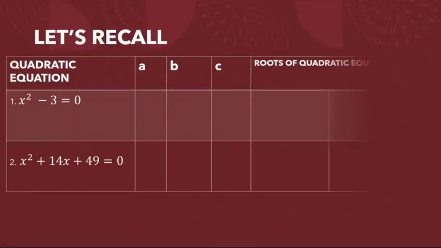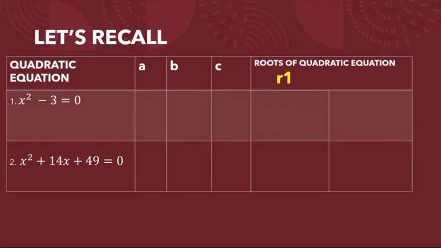Now let's have a short recall. Given the table of quadratic equation, fill in the values of a, b, and c and the roots of the quadratic equations. On the first equation, x squared minus 3 equals 0. So a is 1, b is 0, and c is negative 3. So the roots of quadratic equation using the extracting the square root, we will get positive square root of 3 and negative square root of 3.